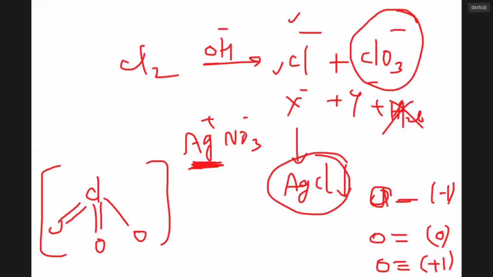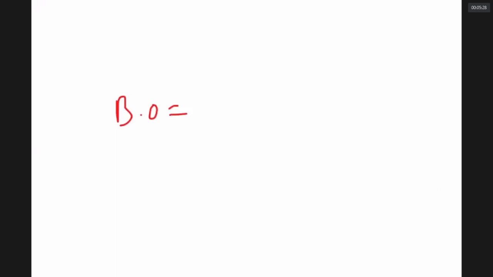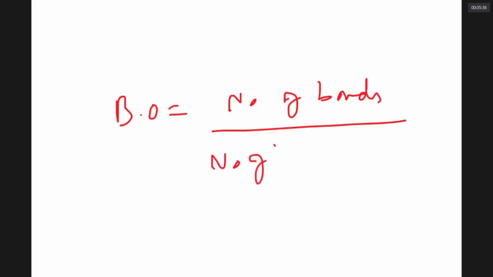So the structure of ClO3 minus is pyramidal. The chlorine is sp3 hybridized and it has 2 double bonds and 1 single bond. Now they are asking bond order. What does bond order mean? Number of bonded atoms you observe. How many bonded atoms are there for the central atom? 3. Bond order is the number of bonds divided by the number of bonded atoms to the central atom.